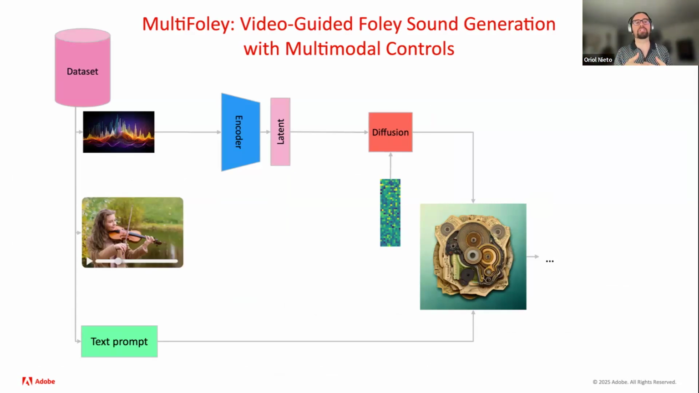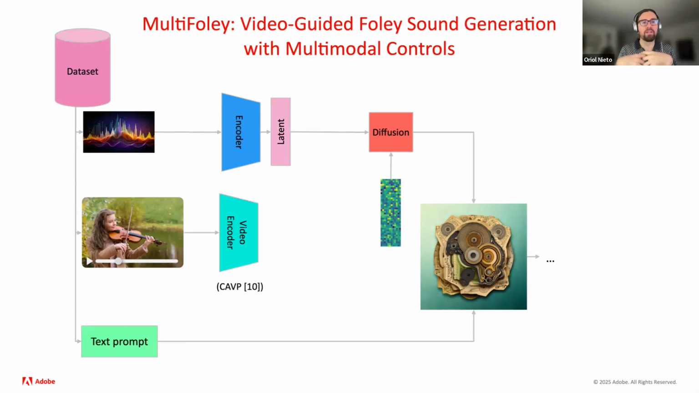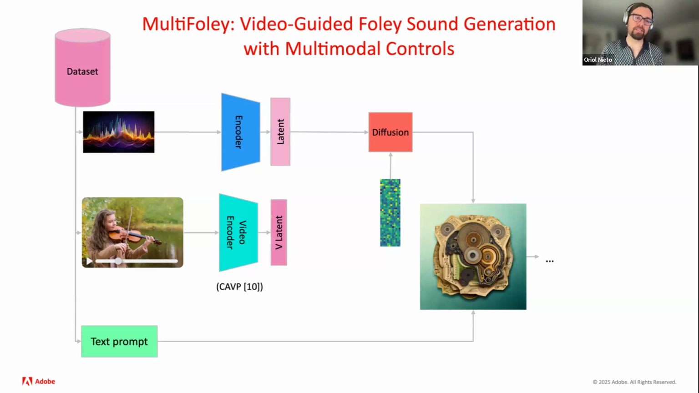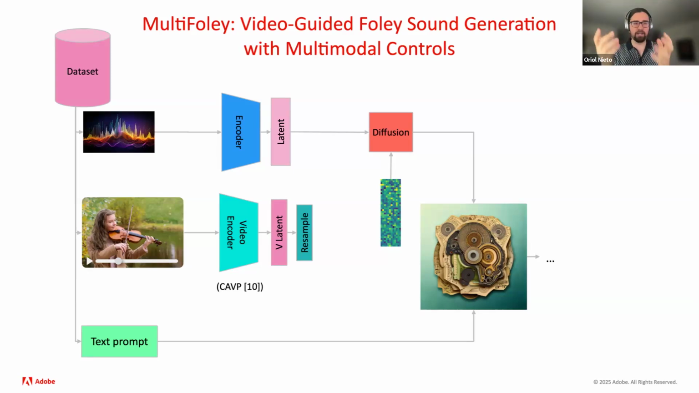And now we have a third modality, and these are videos. In this case, for the videos, what we do is get another encoder. We use CAVP from the DeFoley paper, so that we obtain video latents. And the video latents are sampled at a different sampling frequency than the audio latents. So what we need to do is basically resample so that they can match.